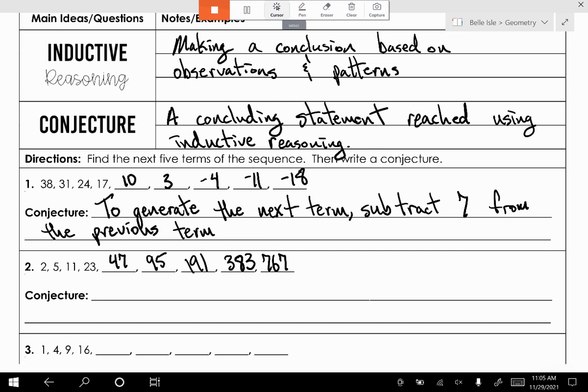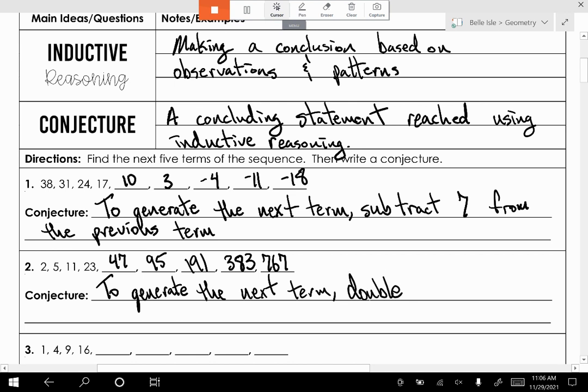What would the conjecture be? Times 2 plus 1, times the previous term. Double, good. Yes. Soren, how did you know? So to generate the next term, double the previous term and add 1.